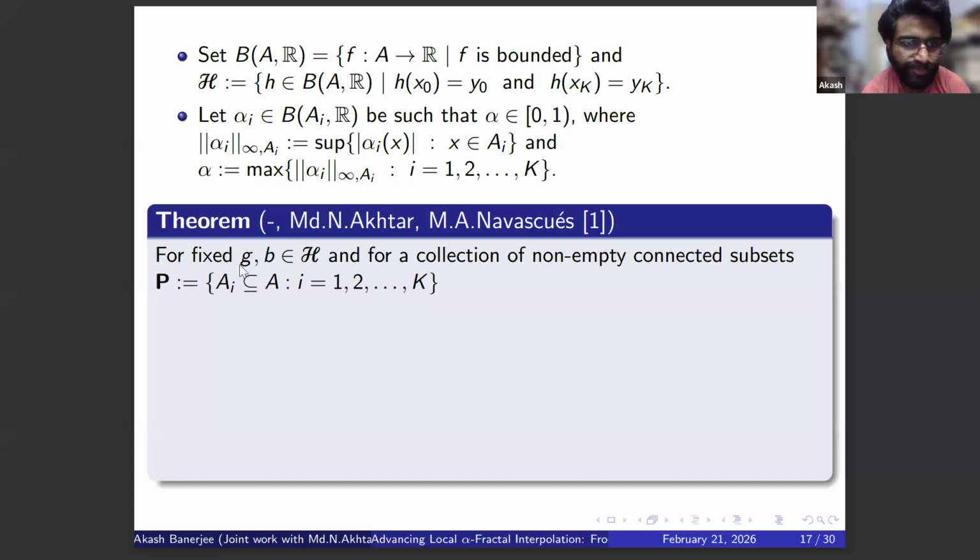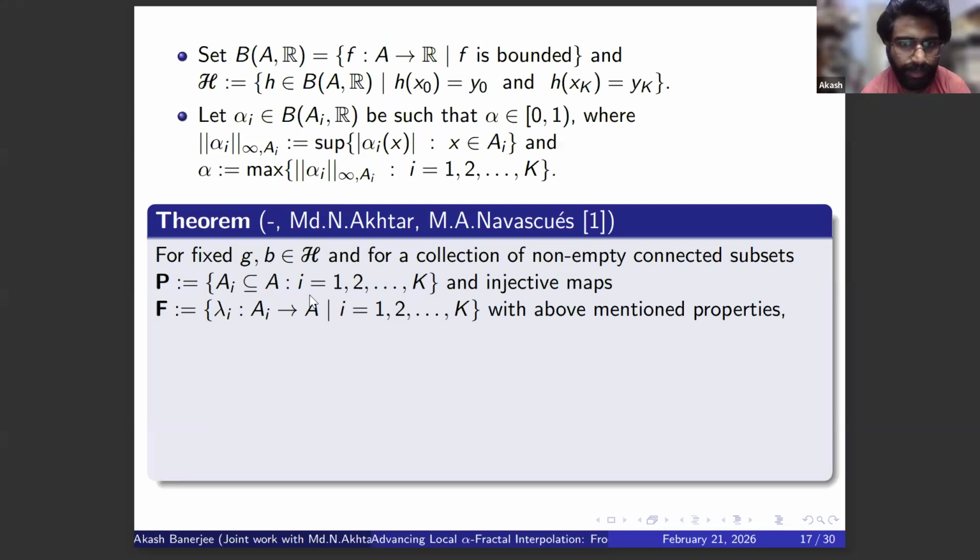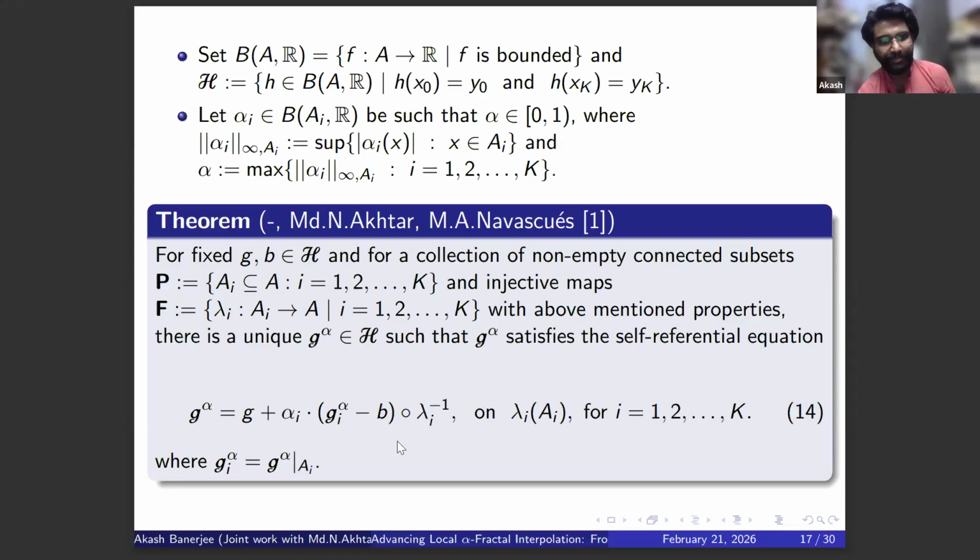So for a fixed g and base function b belonging to this script H, where all the bounded functions interpolate the endpoints, and for a given collection of non-empty connected subsets A_i and the corresponding collection of injective maps lambda_i from A_i to A, there will be a unique function g alpha, which also belongs to H, so which is also a bounded function, which satisfies this self-referential equation.